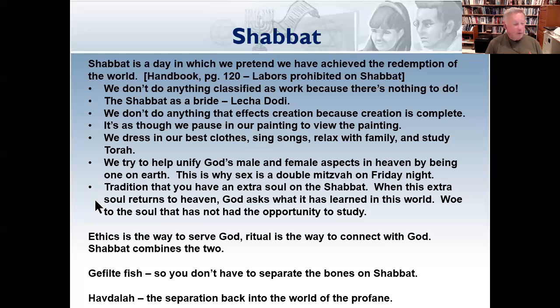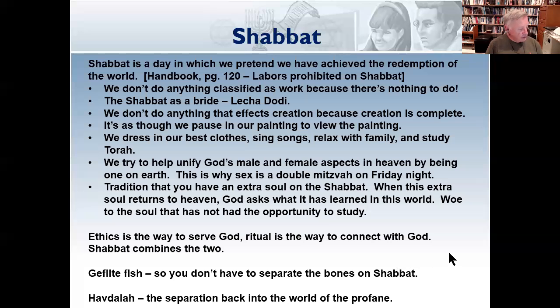There's also another, I think, beautiful tradition that you have an extra soul on Shabbat. And when this extra soul returns to heaven, God asks this soul, what did you learn and what did you do on Shabbat? Pity the poor soul that just had to accompany its body, who went to work and just treated Shabbat as an ordinary day, and it's just great for the soul that can talk about the Torah it learned and the relationships it's deepened and the love it enjoyed on that sixth day.